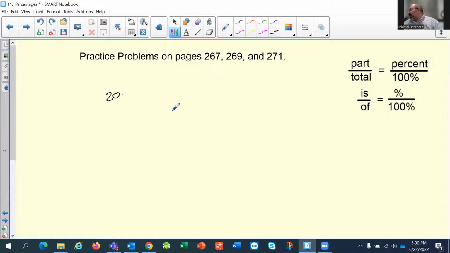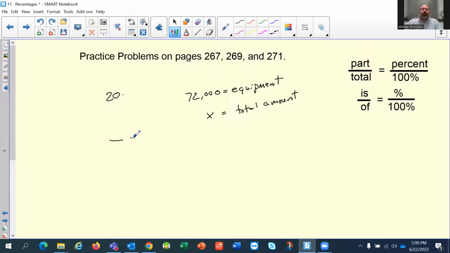So the question says, if $72,000 is allotted for equipment, what is the total budget for the project? So here's what they're giving you. They're giving you $72,000 is how much money they're doing for equipment. And they want to know the total budget. So the total budget is the whole thing, the grand amount.